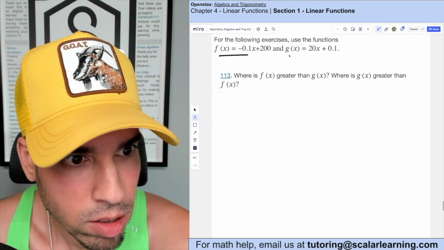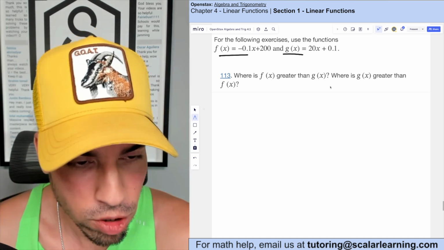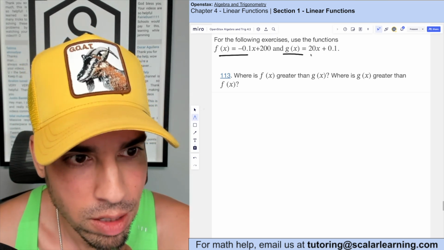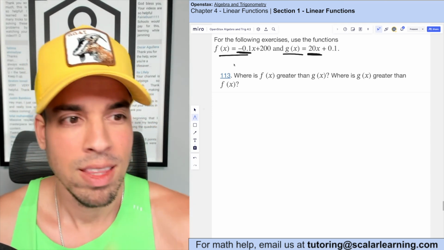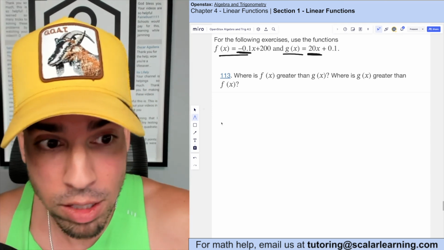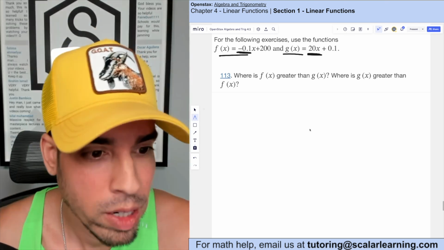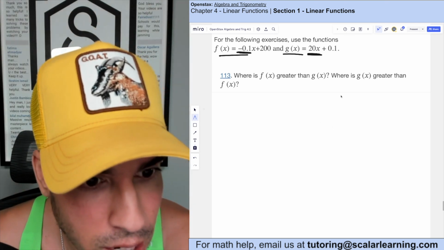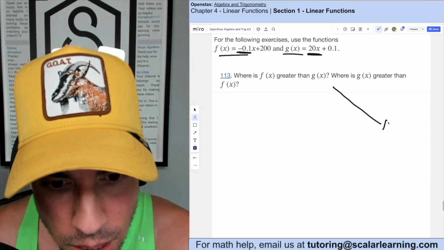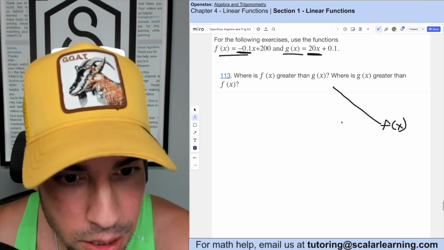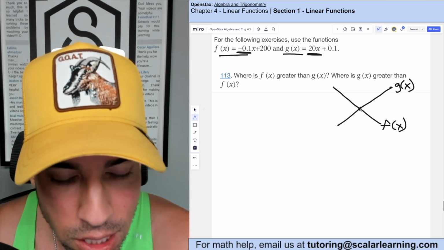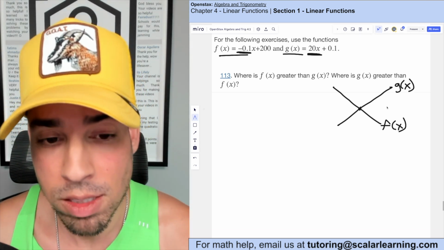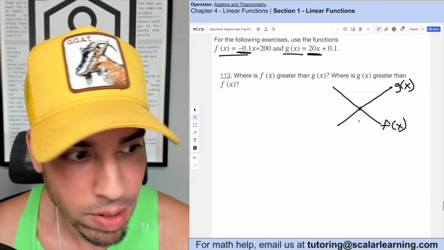Boom, done. So this question asks, where is f of x larger than g of x and vice versa? Now, what you can see, first of all, as we observe, is we see that this is a positive slope, this is a negative slope. That means f of x is going down and g of x is going up. So it's kind of like, just as a rough sketch, here would be f of x, right? And here would be g of x, positive slope. So you can see that wherever they intersect, to the right of that, g of x is going to be bigger. To the left of that, f of x is going to be bigger.